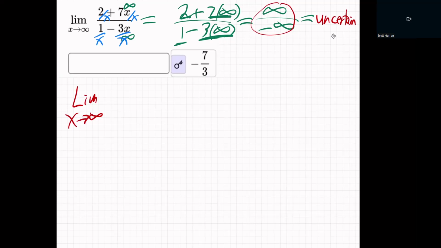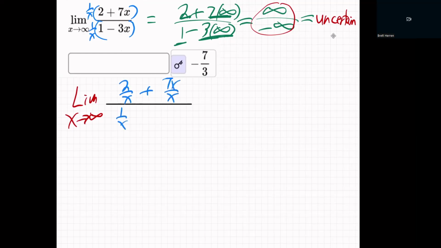Remember, if you have a fraction, maybe to make it more clear, I'm really multiplying the top by 1 over x and multiplying the bottom by 1 over x, right? I'm doing the same thing to the top and the bottom of the fraction, so I'm not changing the value of the fraction at all. As long as you do the same thing to the top and bottom, you haven't changed the value. What does that give us? 2 over x plus 7x over x, 1 over x minus 3x over x.